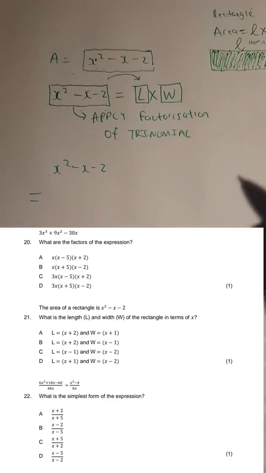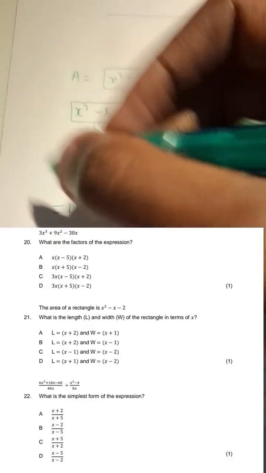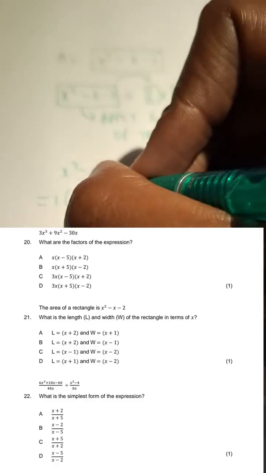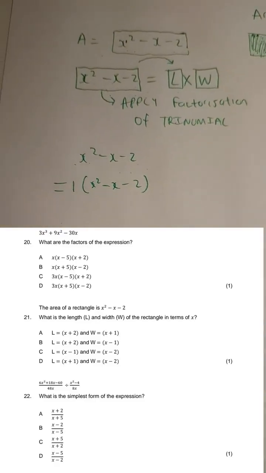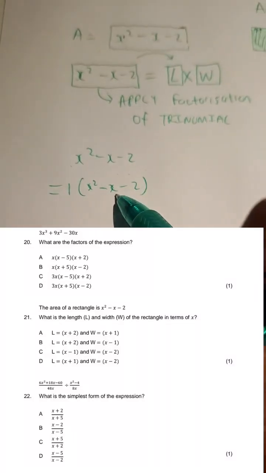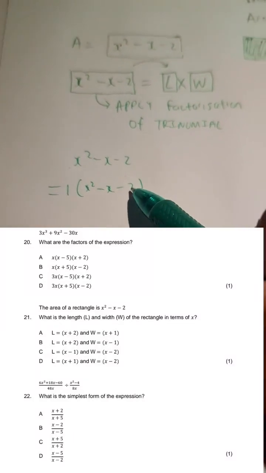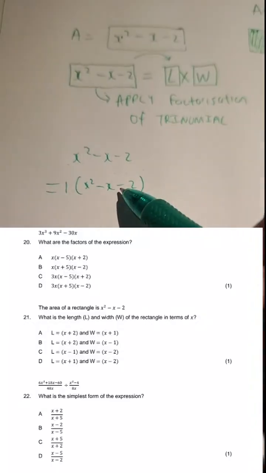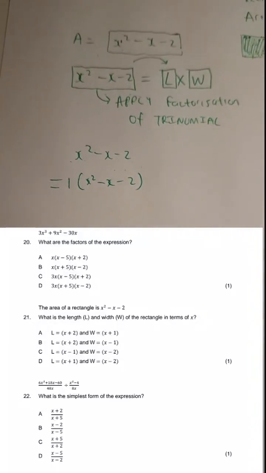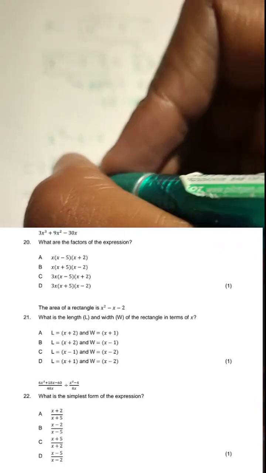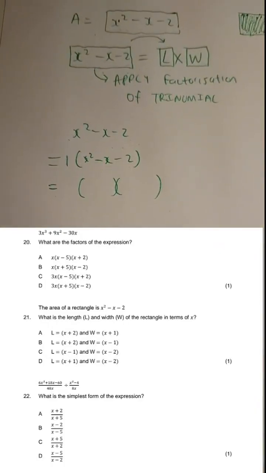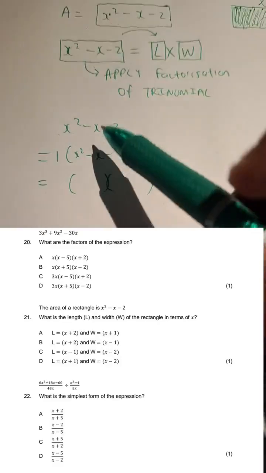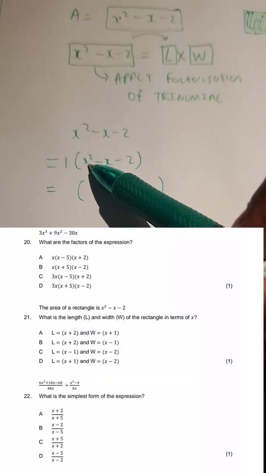So yes, there is a highest common factor, and the highest common factor is 1. That leaves us with x squared minus x minus 2. Secondly, this x squared minus x minus 2, what is this? It is a quadratic trinomial. Now, how do we factorize a quadratic trinomial? We open two brackets. Then we find the factors of x squared.